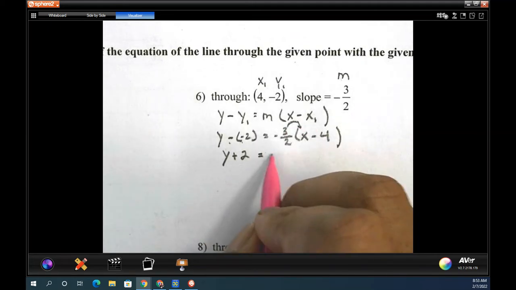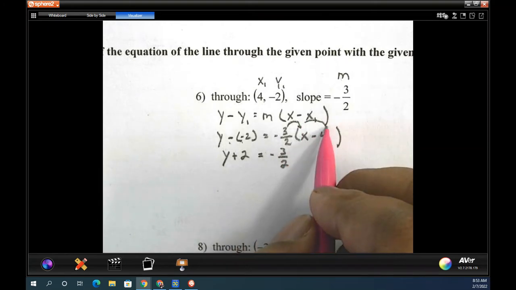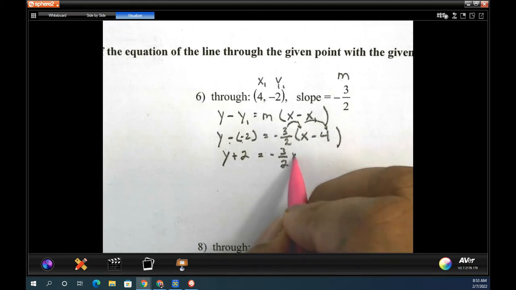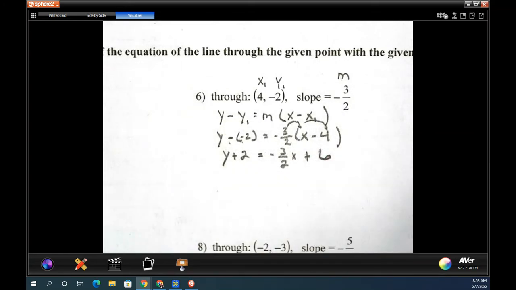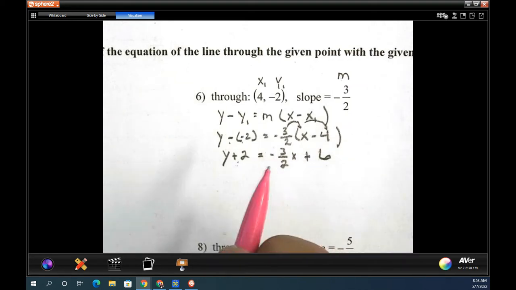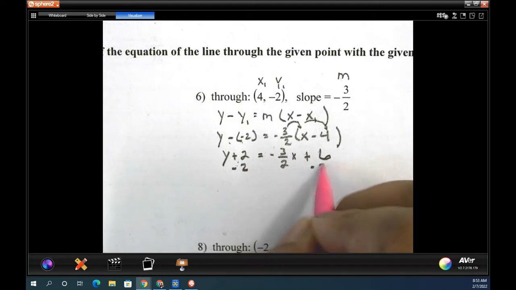So that becomes negative 3 halves x. Negative 3 halves times negative 4. And y'all just going to have to trust me on this. Oops, I forgot the x. It's going to be a positive 6. Now, when you get to this point, you only have one thing left to do. Move this to the other side. How do I move this 2 to the other side? Yeah, subtract 2 on both sides.